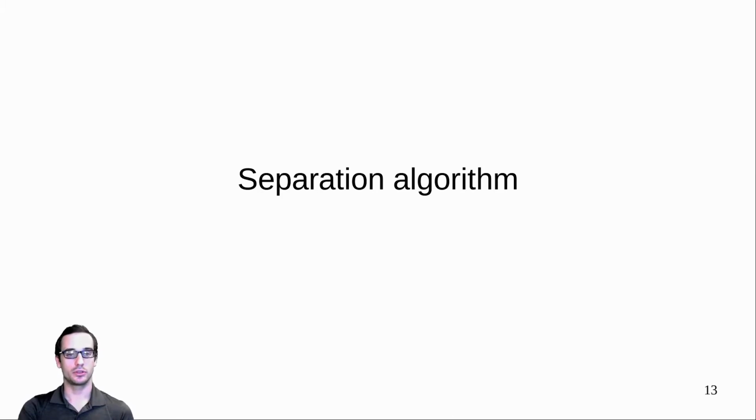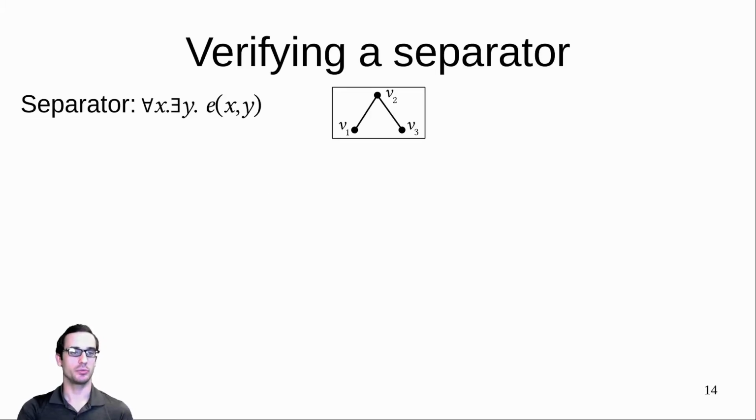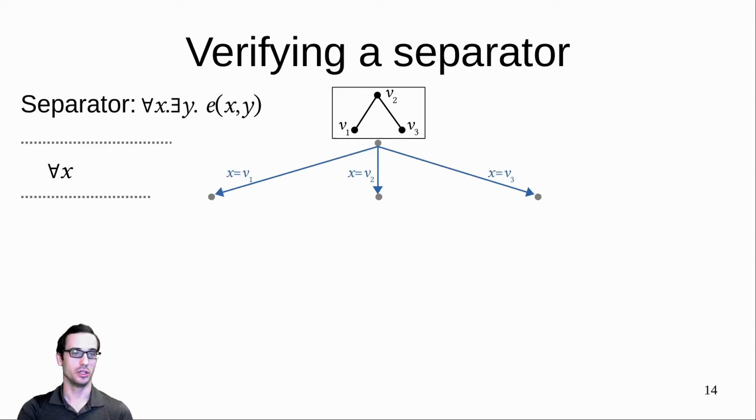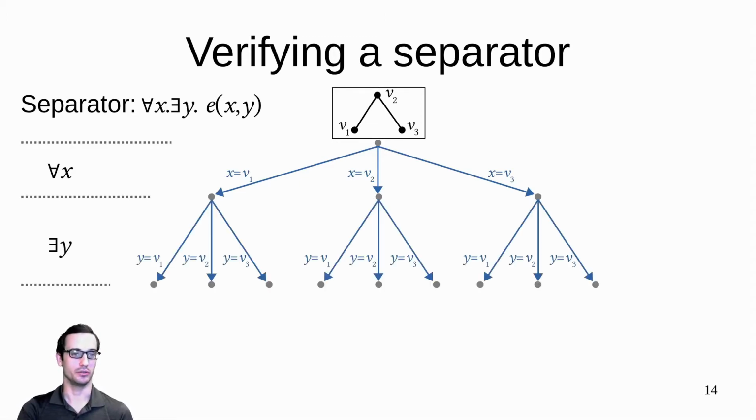In order to do so, we're going to review what it takes just to verify if a formula is a separator. And this is very elementary, but we want to review it because it will come up when we're defining the algorithm. So if we have a separator, say for all x exists y, E of x, y, and a structure we want to evaluate it on, we start by looking at for all x, and that means we have to assign x to every value of the structure. And then exists y, and similarly we have to assign y to every value.